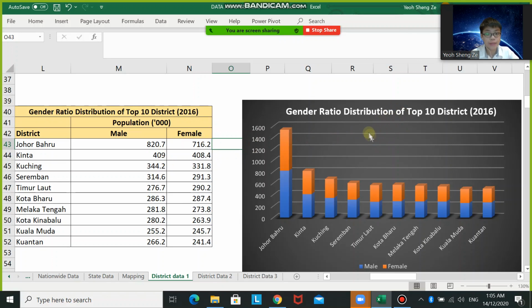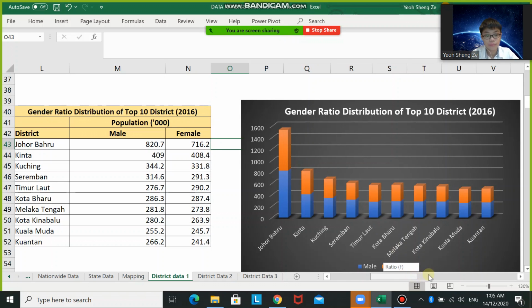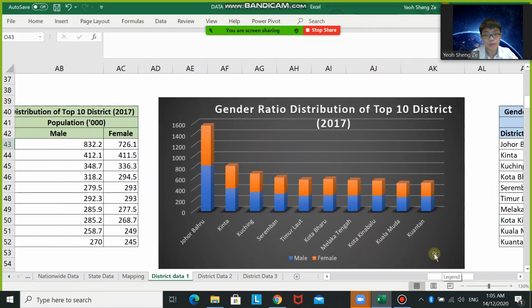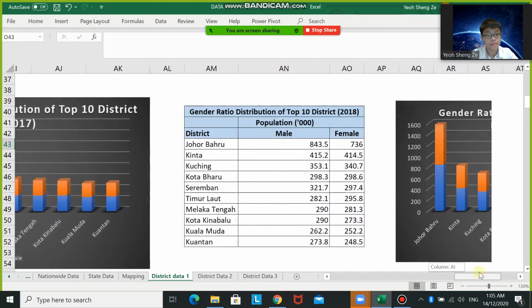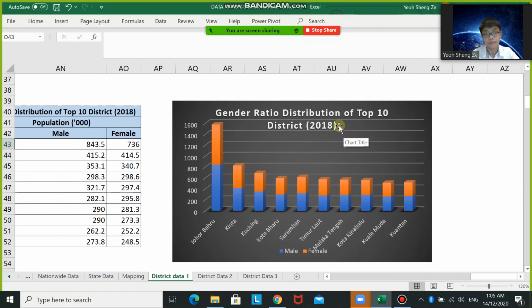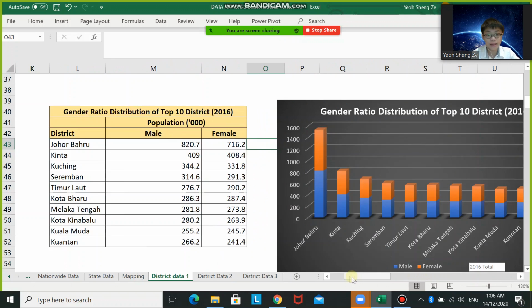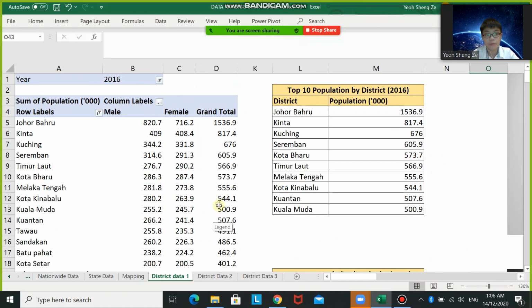This chart depicts the gender ratio distribution of top 10 districts in 2016. The blue represents the male population, whereas the orange represents the female population. This is the chart for 2017. And this is the chart for 2018. From the bar charts, we can actually see that the male population and female population is quite balanced in all the districts shown. All of our data is extracted from the pivot table over here.